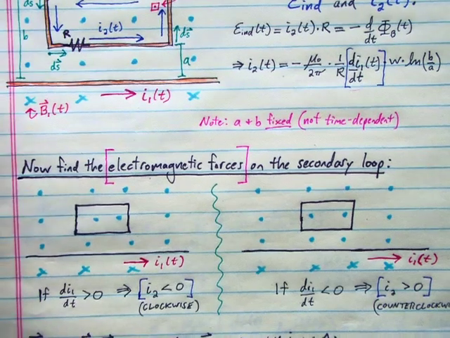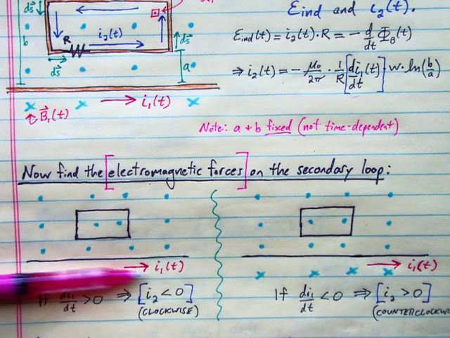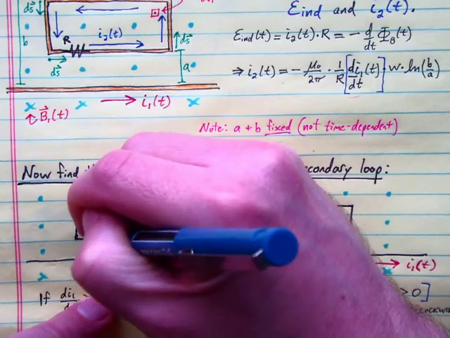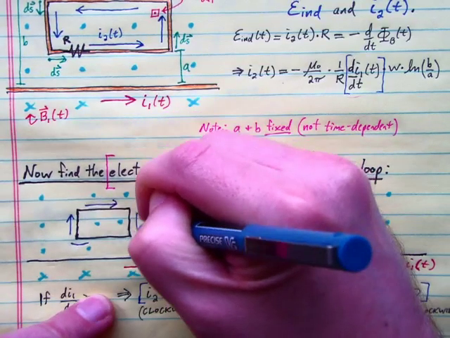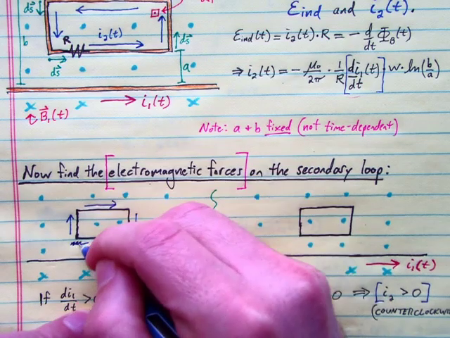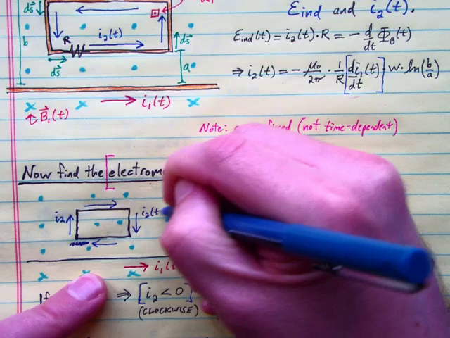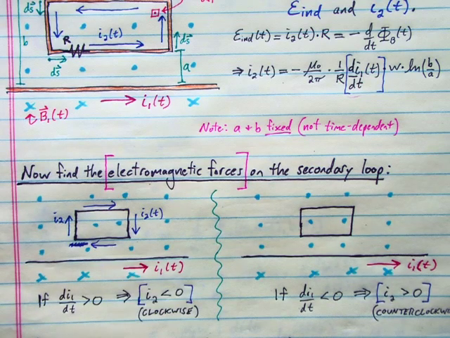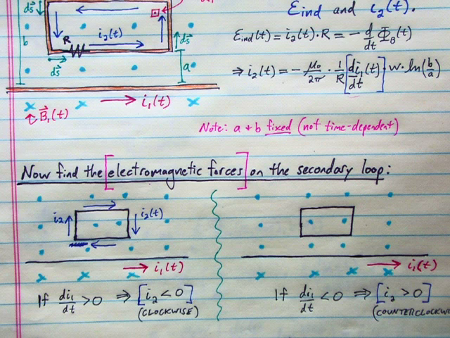So two instances here, two examples to consider. Suppose I1 is this way, and we call that positive, and it's increasing with time. Then we know that I2 will be clockwise. So I2 will be in these directions. It'll, in general, be a function of time since I1 is a function of time. So if I1 is increasing, I2 will be going in these directions. Now there are going to be electromagnetic forces, Philb type forces, on these segments. F equals IL cross B.